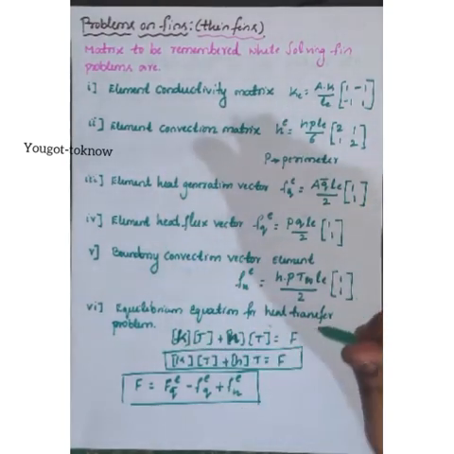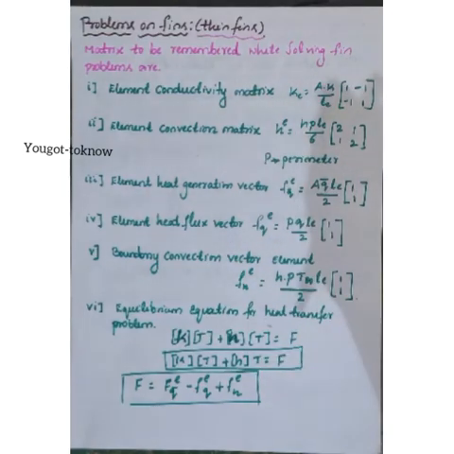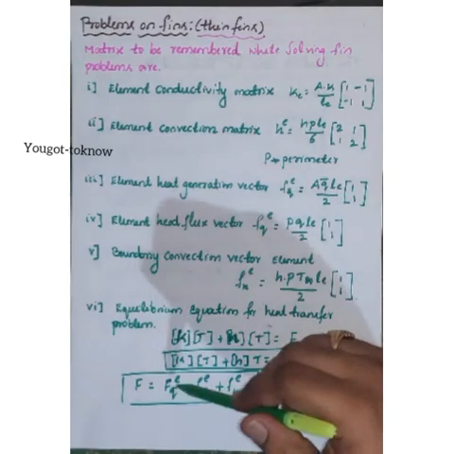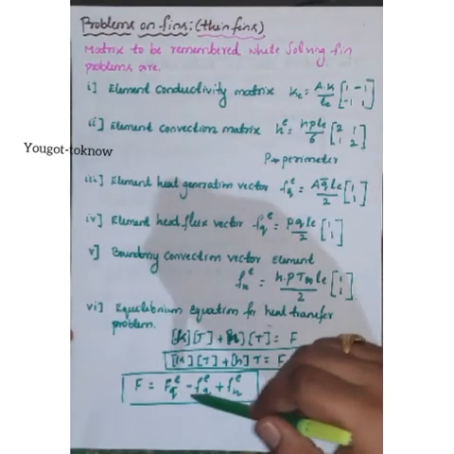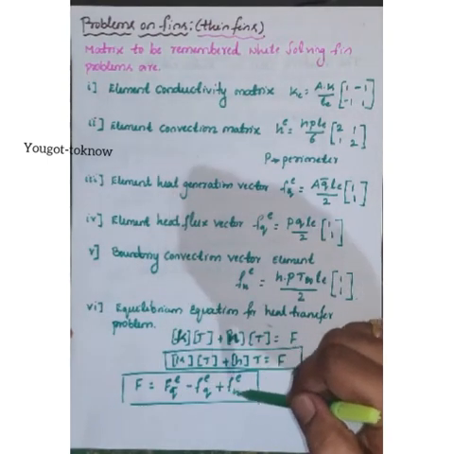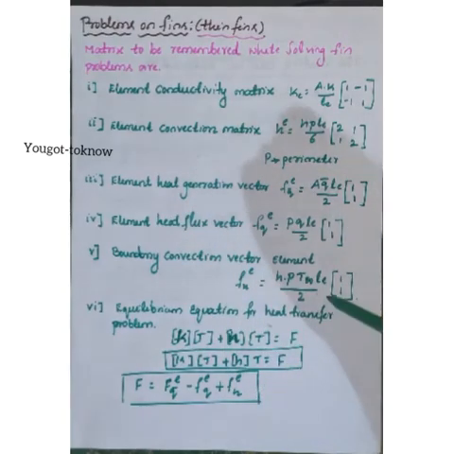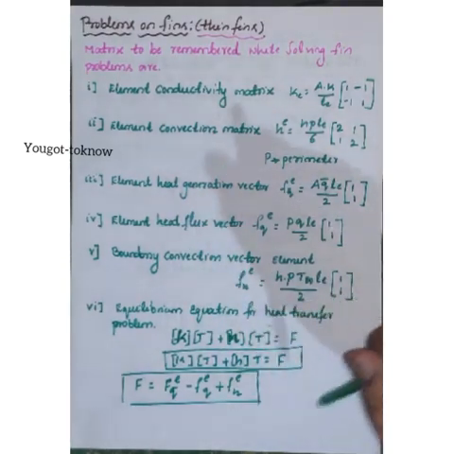Then apart from that, one equilibrium equation you should remember. This is the same as your previous composite one: K into T plus H into T equals F. But what is F here? F is the heat generation vector minus the heat flux vector plus the boundary convection vector. This you should remember.